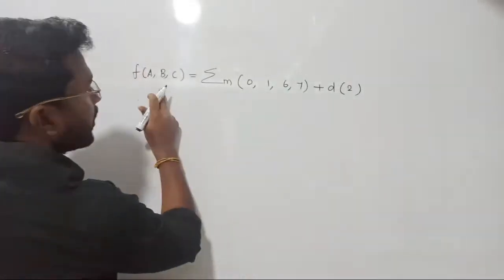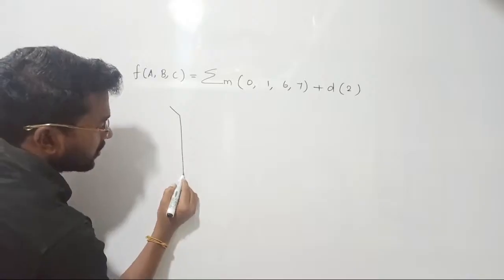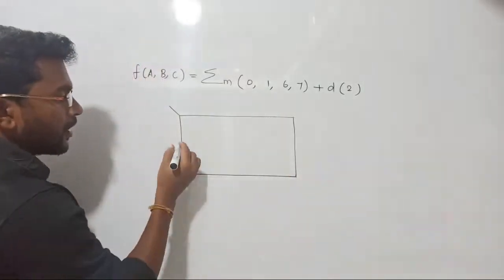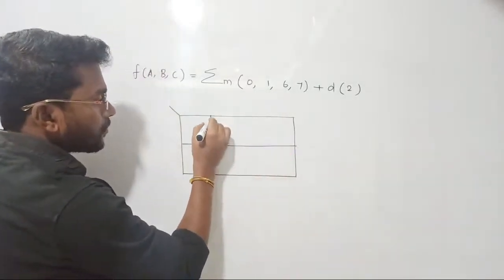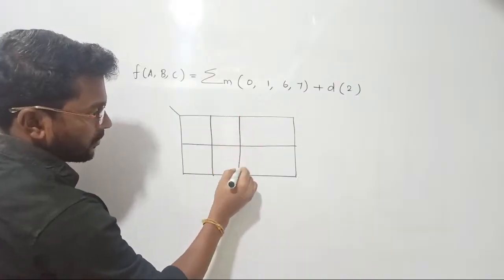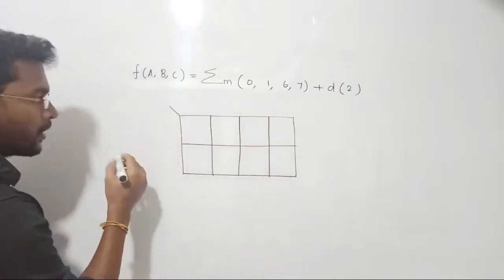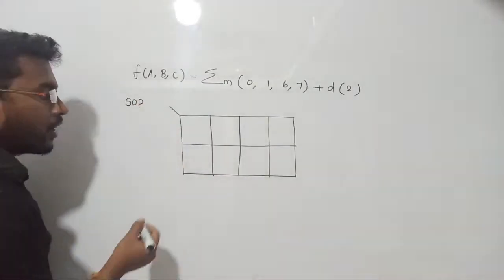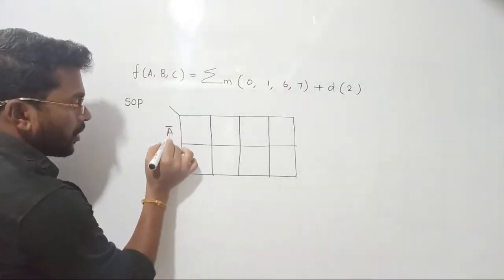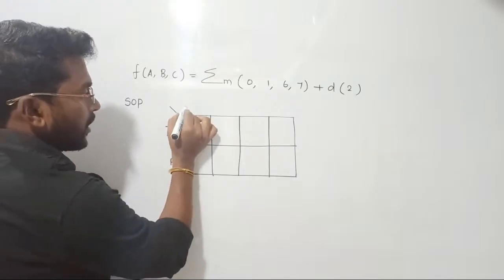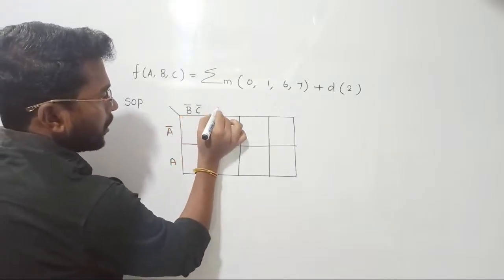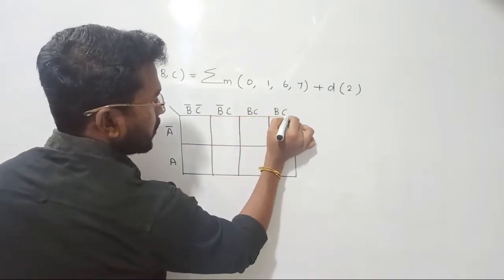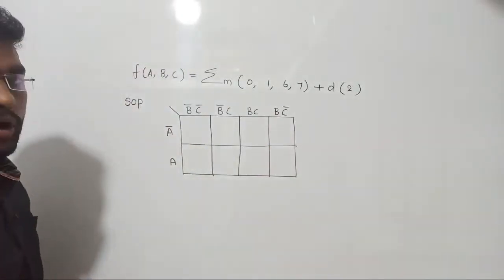If you observe, this is a 3-variable function. For 3 variables, how many cells are required? We need 8 cells. So let us proceed further. We should start from the LSB in SOP form. First we consider A bar and then A. Similarly, here we consider B bar C bar, here B bar C, here BC, and here BC bar. That is the sum of product arrangement, as we all know.